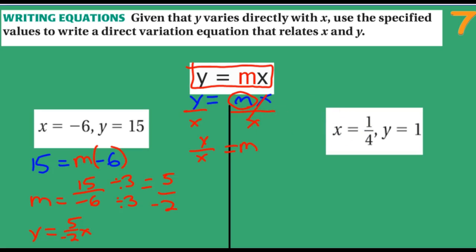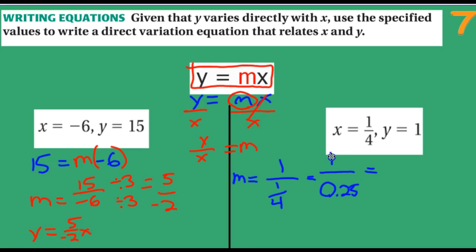If we go over here, again we know our x and we know our y. So what we're going to have then is 1 over 1/4. So our m equals 1 over 1/4. Now we can't have a fraction on the bottom here, so I'm going to turn this into a decimal. 1/4 as a decimal is 0.25.